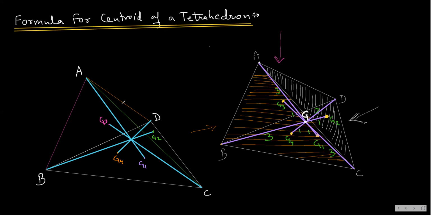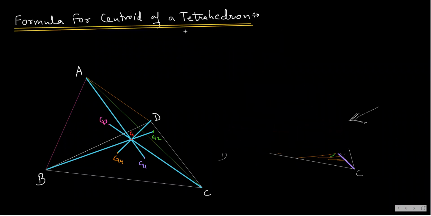See here, you have four triangles: ADC, BDC, ABC, and ABD. What you are doing is joining the centroid of each triangle with the opposite vertices. These all intersect each other at one point, and this point happens to be the centroid of the tetrahedron. Now we are going for the formula of the centroid of the tetrahedron. I will remove this diagram. One diagram is enough.